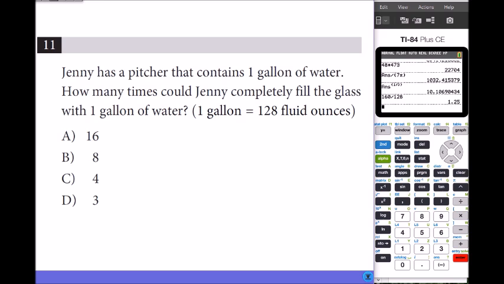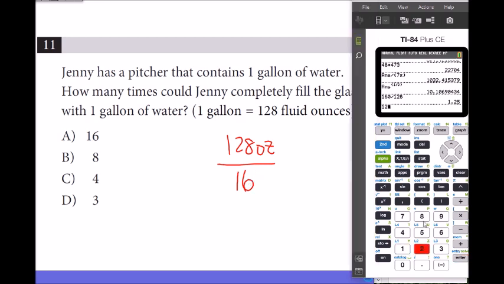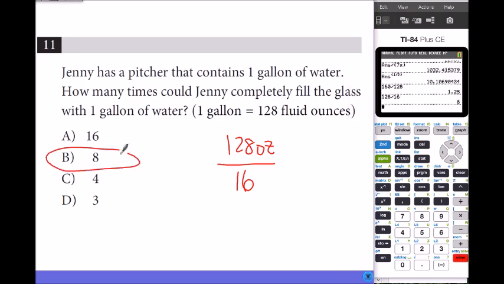And how many ounces does the pitcher contain with 1 gallon of water? So it was 128 ounces for 1 gallon. And the glass had a volume of 16 ounces. So you just divide by that. So it is 128 divided by 16, which gives you 8. So it is 8 glasses.